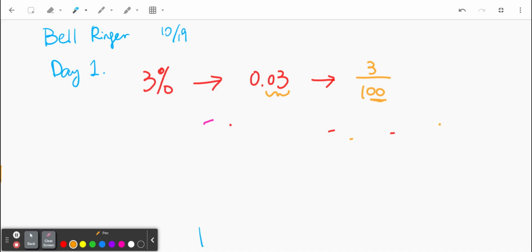For example, if I get an answer like 4 out of 100, you can actually simplify it by dividing 4 on both sides. So 4 divided by 4 is 1, 100 divided by 4 is 25. So this is a case that you can simplify, but on the bell ringer, 3 over 100, you cannot simplify. You see that? Okay, next question.